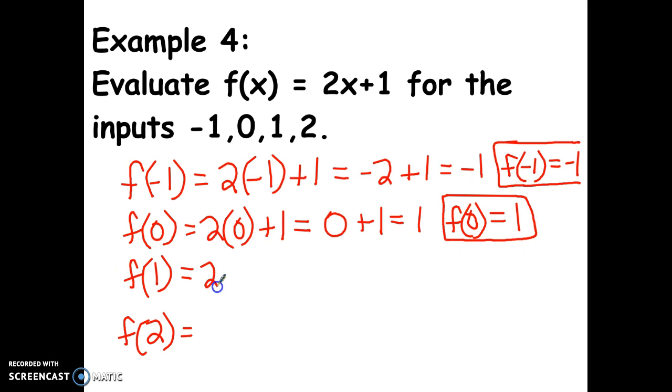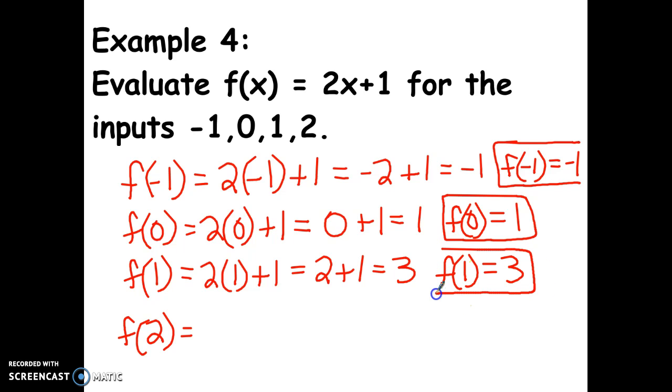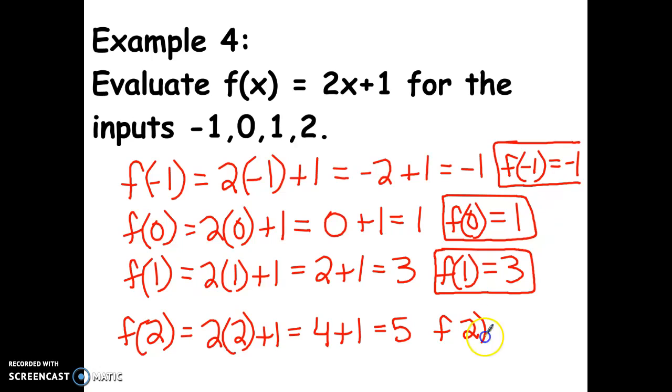f of 1. 2 times 1 plus 1. 2 times 1 is 2. 2 plus 1 is 3. So f of 1 equals 3. And finally, f of 2. 2 times 2 plus 1. 2 times 2 is 4. 4 plus 1 is 5. So f of 2 equals 5.